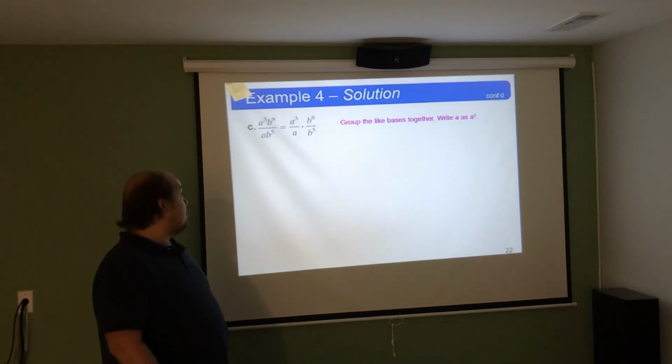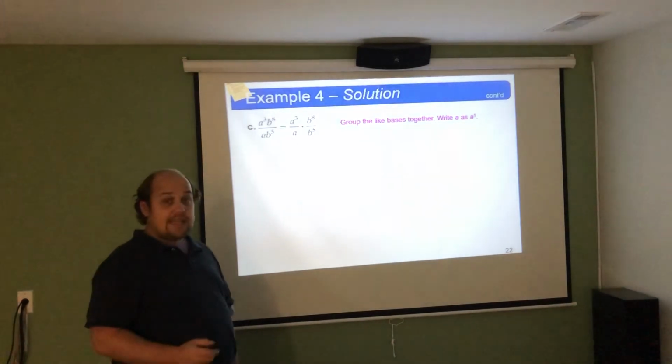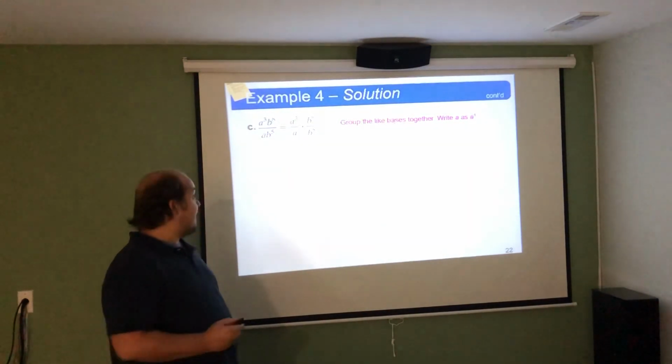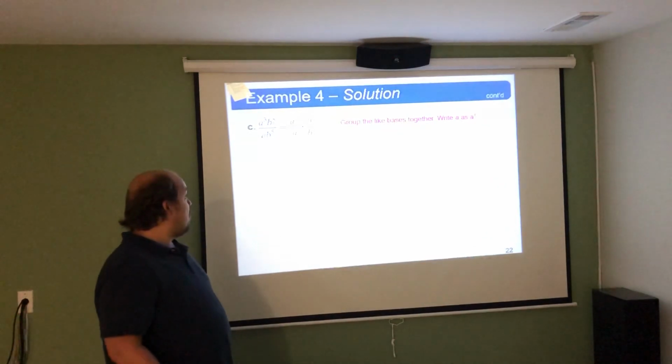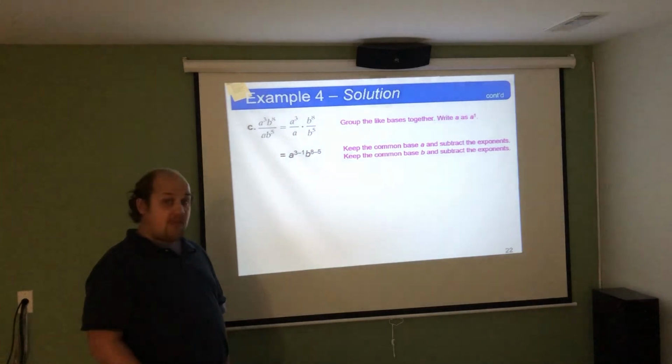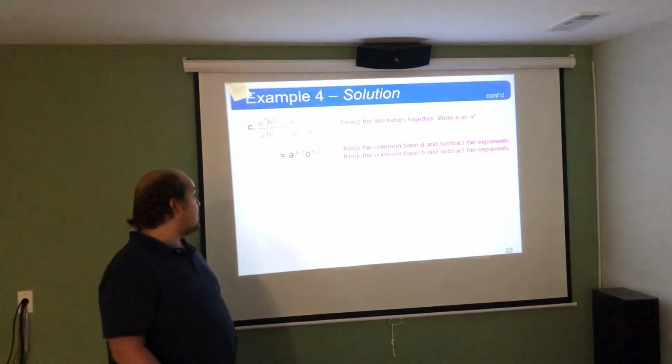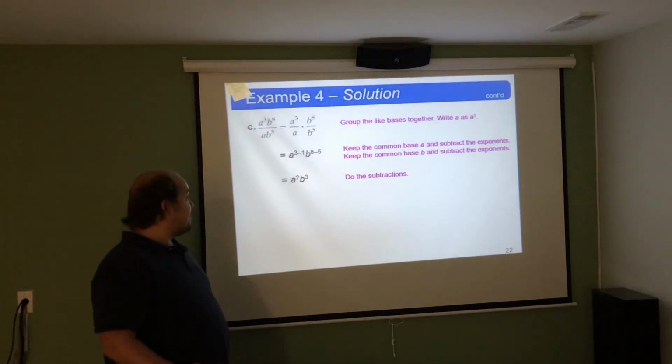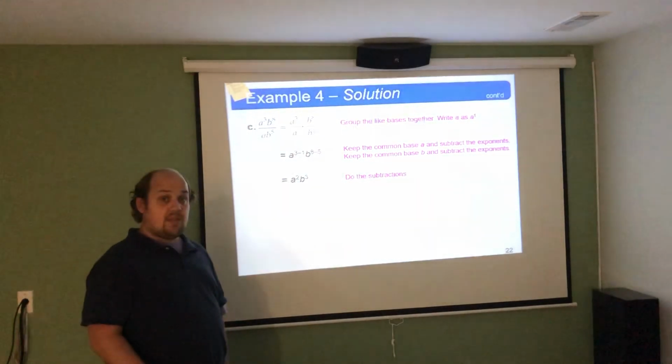Finally, when we look at the one, a cubed b to the 8th over a b to the 5th, we look at the a's separate and the b's separate. The a's is 3 over 1, or 3 minus 1, which gives me 2. The b's is 8 over 5, or 8 minus 5, which gives me 3. So my final answer is a to the second power, b to the third power.